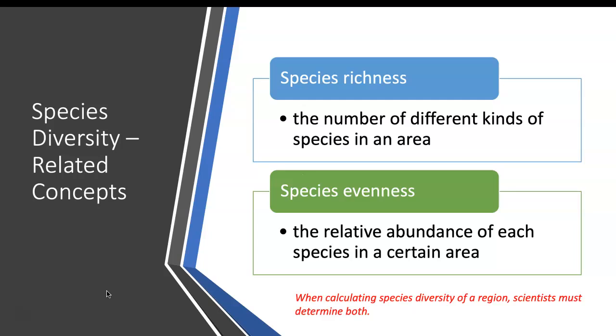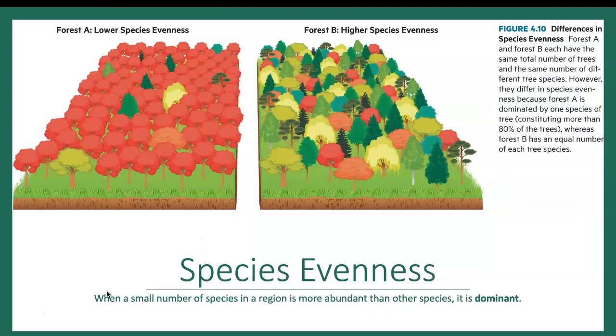So when we talk about species diversity, we talk about two things. One is richness of species, that's the number of different kinds of species in the area. And the other is evenness, the relative abundance of each species in a certain area. So when calculating species diversity, scientists must determine both.